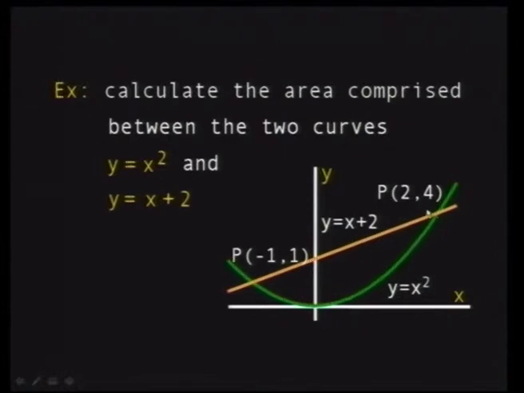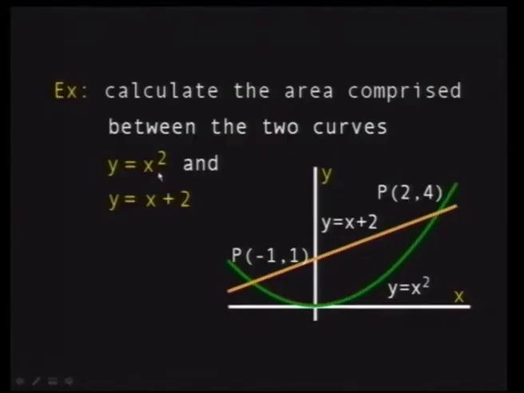How can you get these two points here? All you have to do is solve these two curves together. In other words, you set x squared equal to x plus 2, or x squared minus x minus 2 equal to 0, and you get the roots directly. You have two roots here: one is at minus 1 and one is at 2.